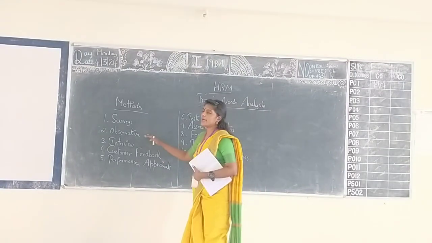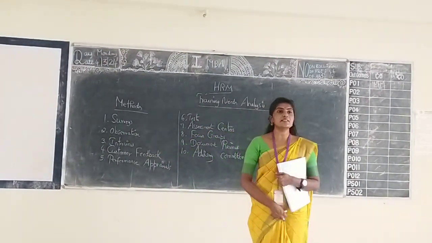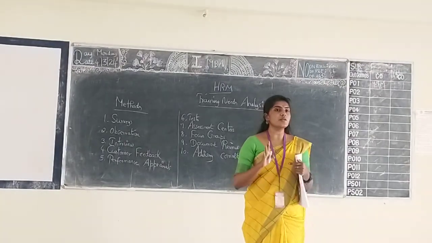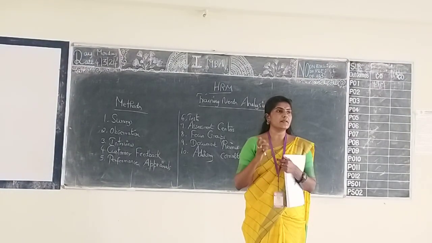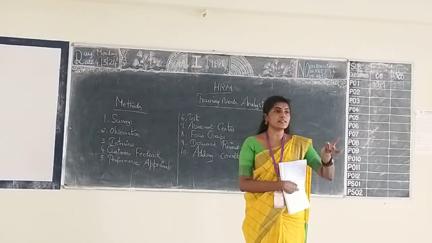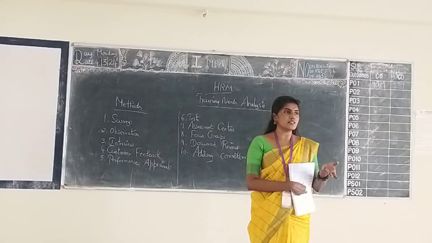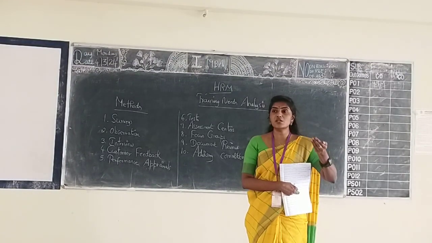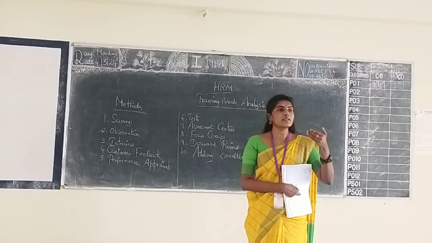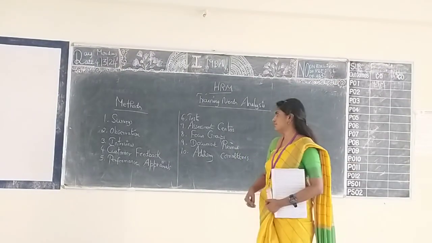Next, the second one is observation. Observation means you have to observe whether the employee is doing the work or not. Then only can you analyze the performance level of each and every employee. That is the observation: observe the employee's work in the organization to find the performance level.